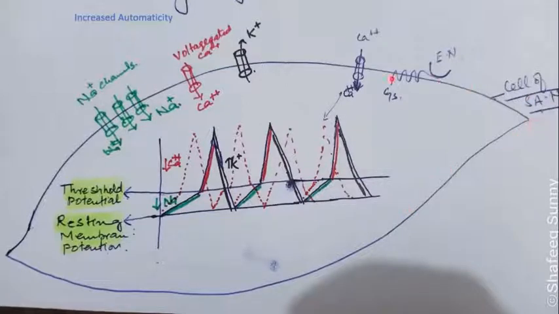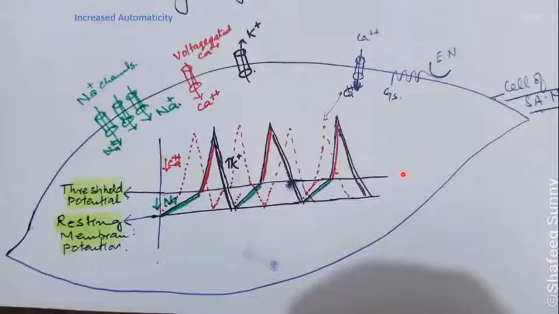The SA node cell. The SA node works as the pacemaker. SA node cells cause depolarization spontaneously. Here I draw the diagram of the SA node cell. The electrical activity of the SA node is shown in this diagram.